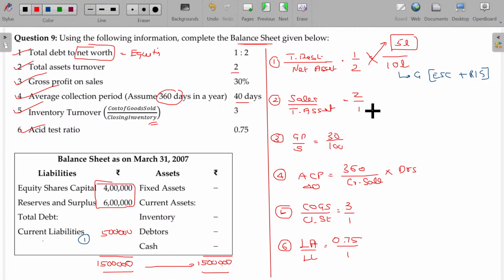Now, what about the total assets? 15 lakhs. We got it from working note number 7. Okay. Now sales should be, this will be from working note number 7. Total of balance sheet. Then this value should be 30 lakhs.